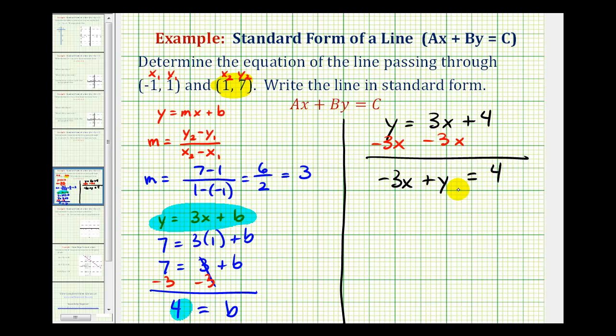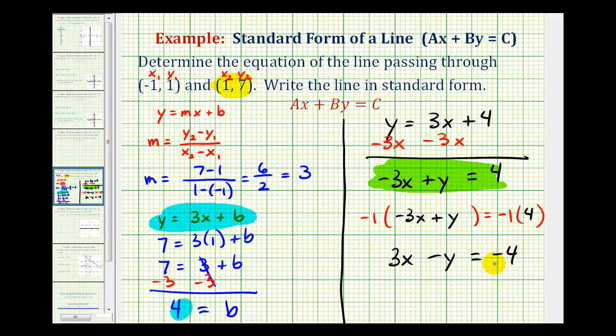Now we do have the equation in standard form, but I do want to mention that many textbooks express the equation of a line in standard form so that the x coefficient is positive. So we could multiply everything by negative 1 to produce an equivalent equation with a positive coefficient for x. Let's just go ahead and do that. So we could also express this equation as positive 3x minus y equals negative 4. Either of these equations are the standard form of the linear equation, but we also should recognize that they are equivalent because it could be written either way.